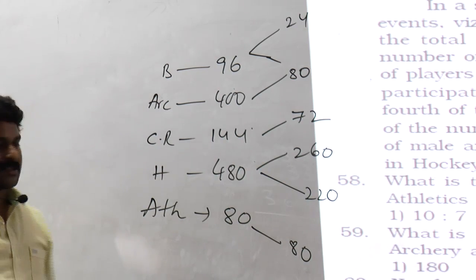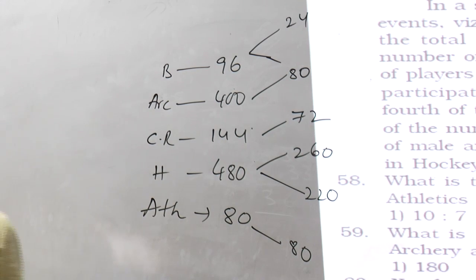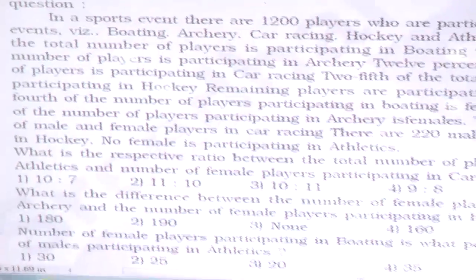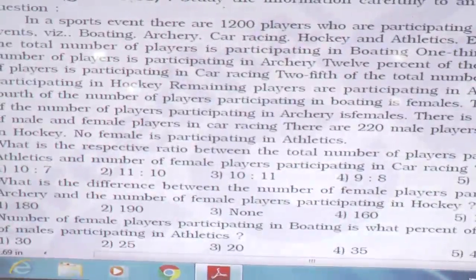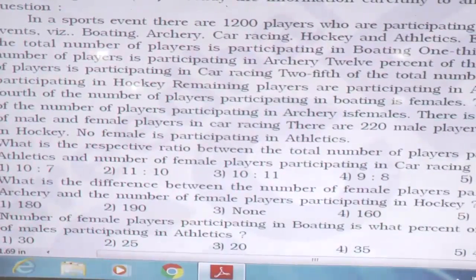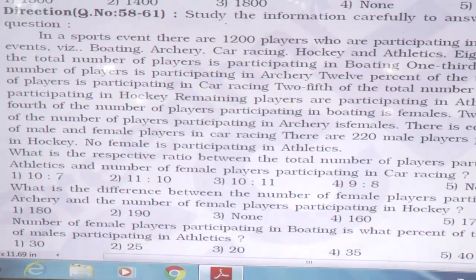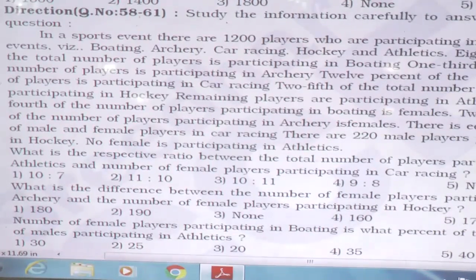Now let's start. What is the respective ratio between the total number of players participating in athletics and the number of female players in car racing? Car racing, female players, how many are there? You know that, 72. Ratio between total players in athletics, 80, and female, 72. 80 is to 72, 10 is to 9.